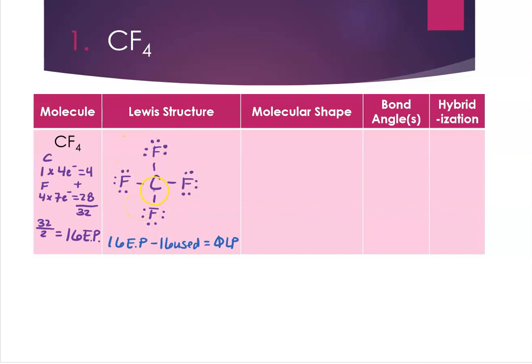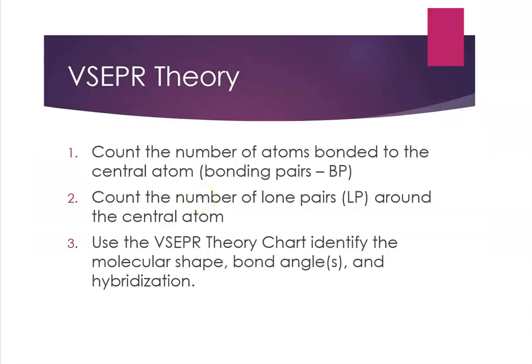So in addition to the Lewis structure, we need to find molecular shape, bond angles, and hybridization. The way in which we do that is by consulting our VSEPR chart. Okay, so to get the molecular shapes, I use the VSEPR chart. So to do that, I need to count the total number of bonding pairs, which are the number of atoms that are on the central atom. And I need to count the number of lone pairs that are around the central atom.